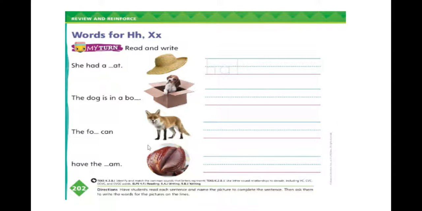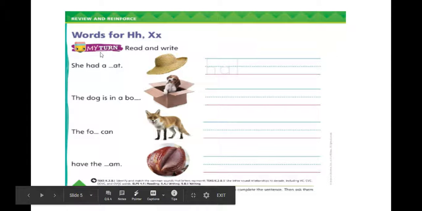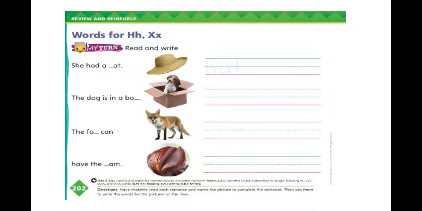Now you're going to find some words in your workbook. Turn to page 202. This is what the page looks like. It says words for H and X. It's your turn to read and write. Look at the pictures and look at the sentences. A picture is a clue. There's a word that is missing a letter to make the sentence complete. Use the picture to help you.